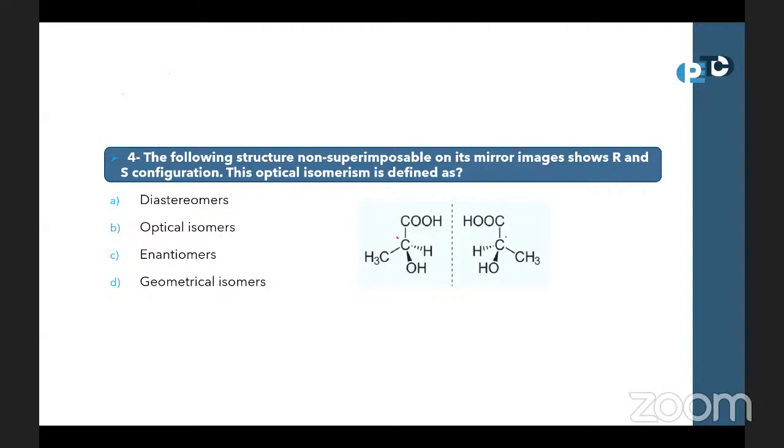So let us see. Firstly, how many chiral carbons are present? There is one chiral center. They are mirror images of each other, and they are not superimposed. Are they optically active or not? They are optically active. How can we know?